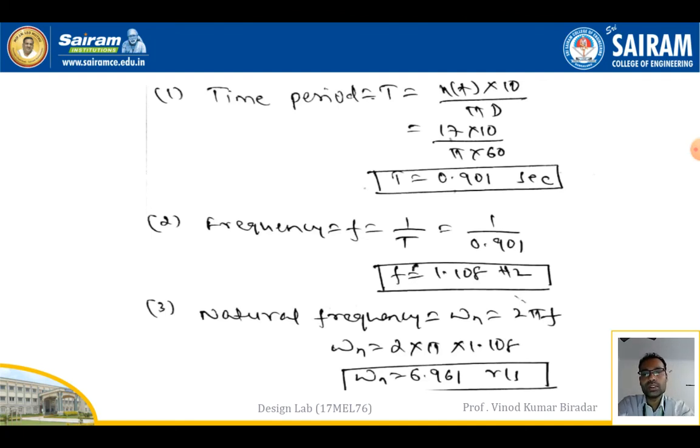The second one is the frequency, which is the reciprocal of the time period. We already calculated t = 0.901. Substituting that 0.901 into this equation, we get the frequency.